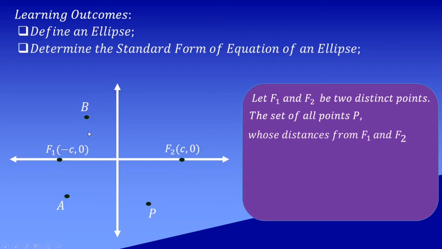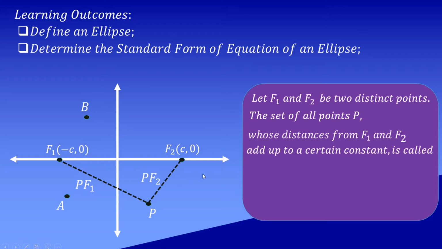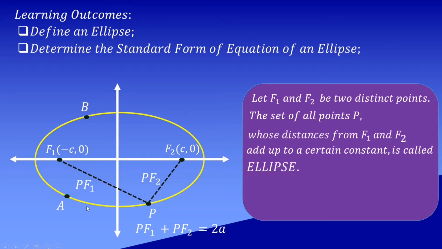So let us consider the point P. The distance of P from F1, that would be PF1, and the distance of P from F2, yan din ang PF2. Then we're going to add the sum of these two distances, PF1 plus PF2, that would be a certain constant which is 2a. Yan ay tinatawag na ellipse, such that for any point sa ating ellipse, the sum of its distances from the foci is equal to 2a.